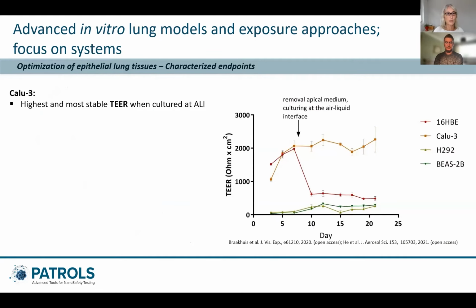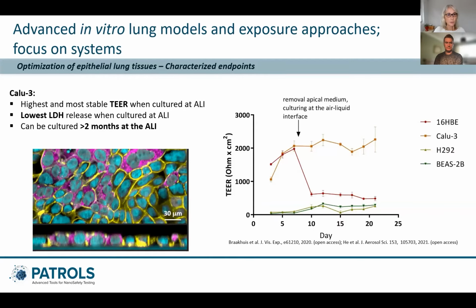I show you one example, which are the Calu-3 cells, and also show you the endpoints on which we focus to characterize the models. The Calu-3 cells have shown to produce the highest and most stable transepithelial electrical resistance when they were cultured for several days or even weeks at the air-liquid interface. There is almost no cytotoxicity reported during these 3-week cultures. What is really important is that they are stable. They show a nice monolayer even after 2 months at the air-liquid interface. Another important endpoint was to show that the cell models are responsive to positive controls such as lipopolysaccharide.